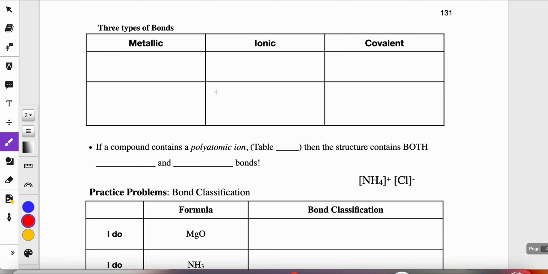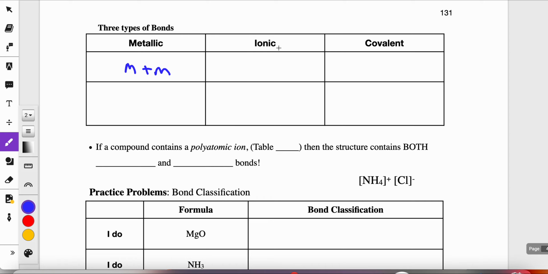Page 131, and we have three major types of bonds that we need to get memorized. At a very general level, we're just going to look at the element combination, and when we see particular element combinations, we're going to identify it with the type of bond. One type of bond is a metallic bond, and when we look at a chemical formula, the formula only contains metal atoms. So I'm just going to put M plus M.